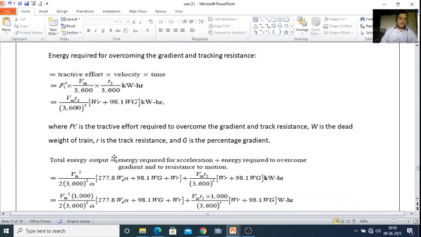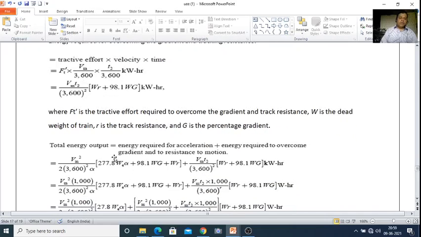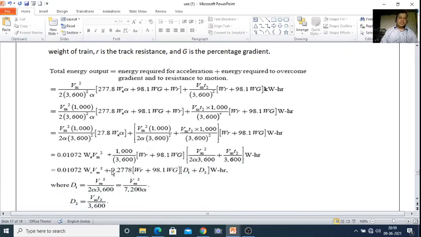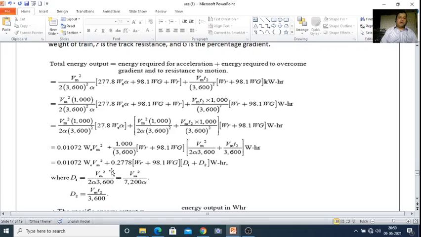Here Ft is the tractive effort required to overcome the gradient and track resistance, W is the dead weight of the train, R is the track resistance, and G is the percentage gradient. The total energy output is equal to energy required for acceleration plus energy required to overcome the gradient and resistance to motion.